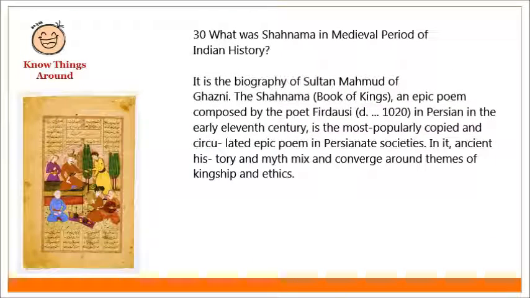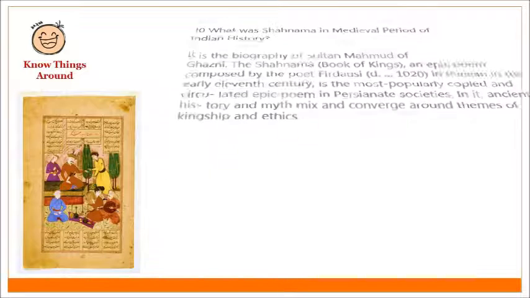What was Shahnama in medieval period of Indian history? It is the biography of Sultan Muhammad of Ghazni. The Shahnama, Book of Kings, an epic poem composed by the poet Firdausi, dated 1020 AD in Persian in the early 11th century, is the most popularly copied and circulated epic poem in Persian societies. In it, ancient history and myth mix and converge around themes of kingship and ethics.